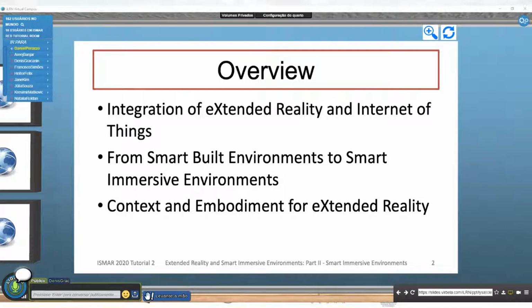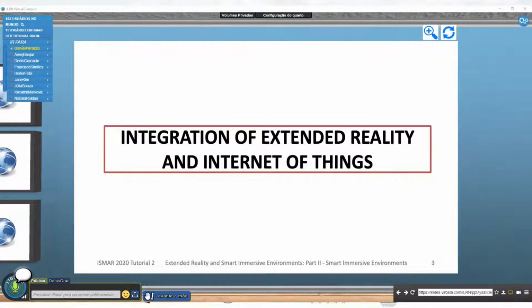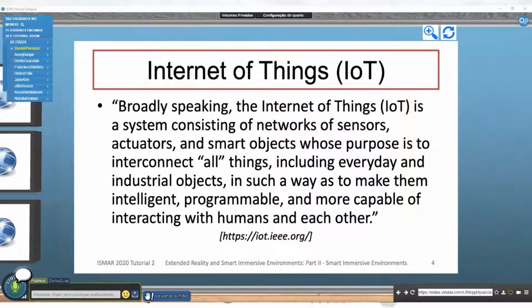So let's first talk about integration of extended reality and Internet of Things. To do that, let's provide a more formal definition of Internet of Things. Broadly speaking, the Internet of Things is a system consisting of networks of sensors, actuators, and smart objects whose purpose is to interconnect all things, including everyday and industrial objects, in such a way as to make them intelligent, programmable, and more capable of interacting with humans and each other.